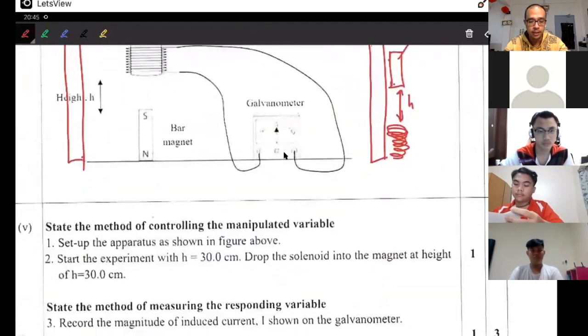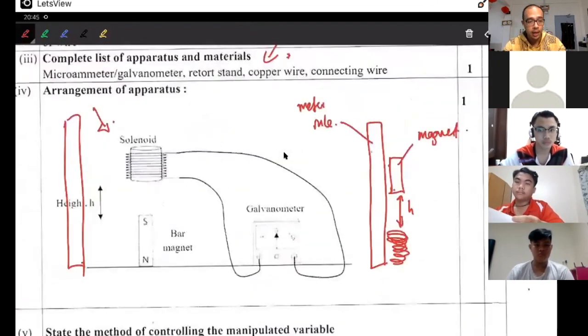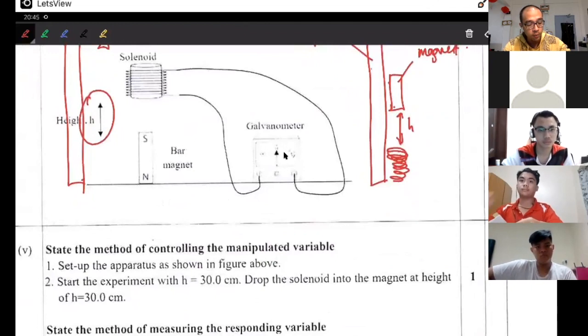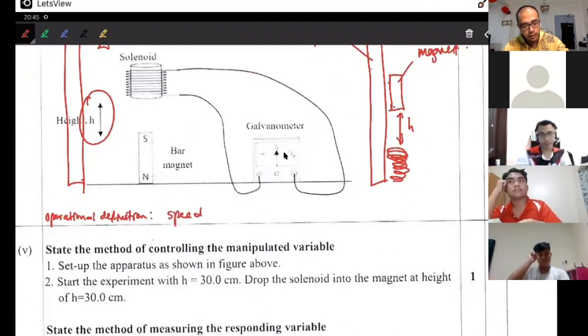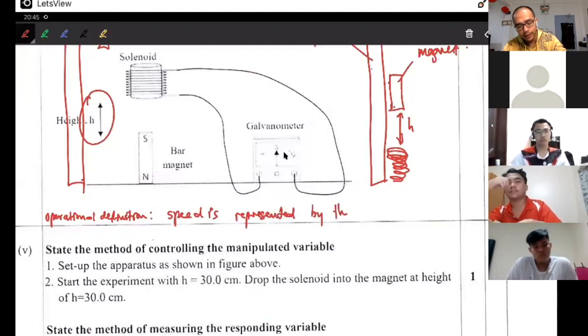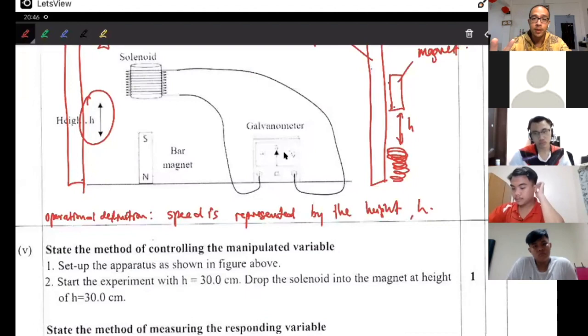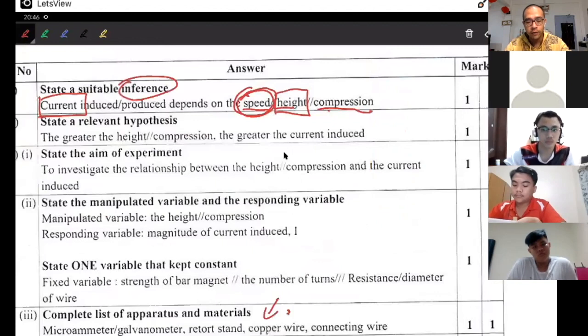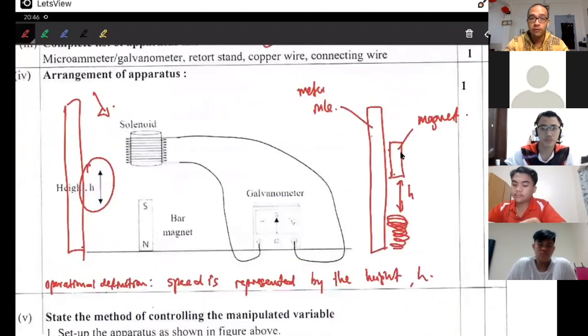Same thing to the person that asked me the question privately. If you're going to talk about speed, then you have to write the operational definition. Then you say that the speed is represented by the height, H. The experimental setup is still the same. It depends a lot on how you write your inference. If you write your inference using the word speed, then you have no choice. You have to write down the operational definition for speed.